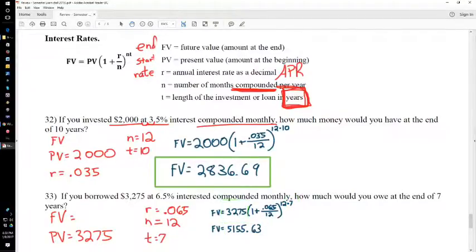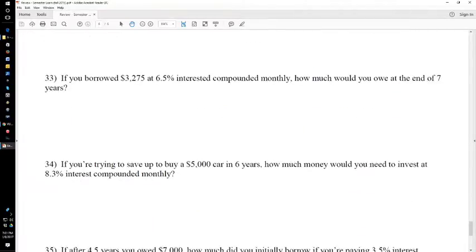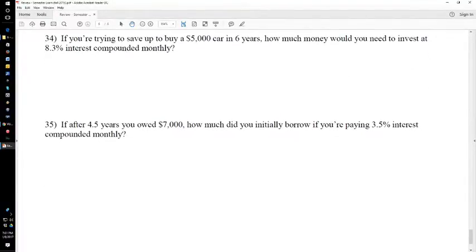All right. The last two questions on this page operate the exact same manner. They're just asking you to find the starting point, the present value, instead of the future value. So, we move up to there real quick. Same thing is true for all of this. So, number 34, if you're trying to save up to buy a $5,000 car in 6 years, how much money would you need to invest at 8.3% interest compounded monthly?